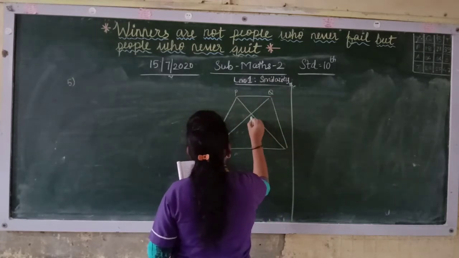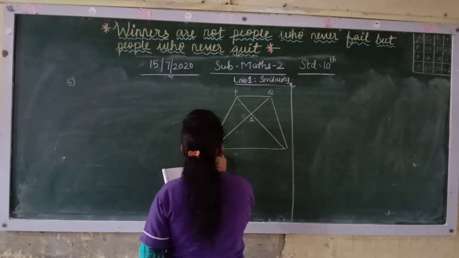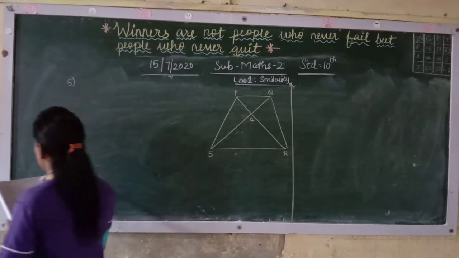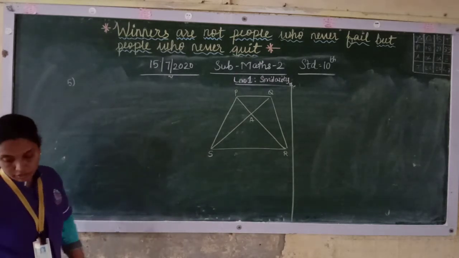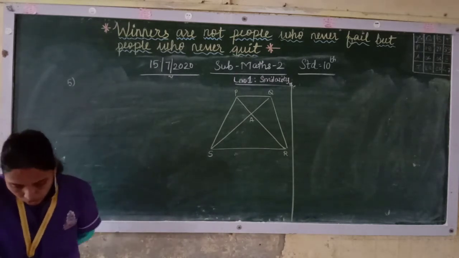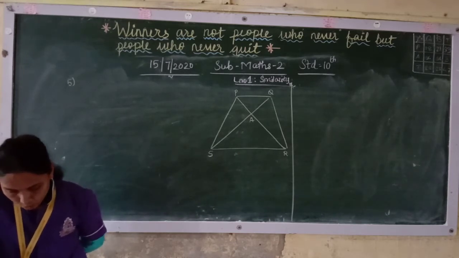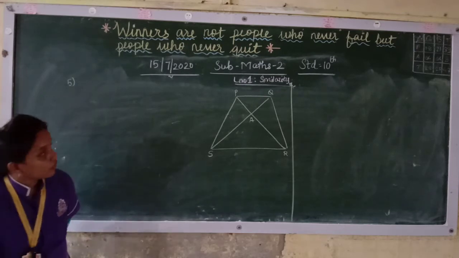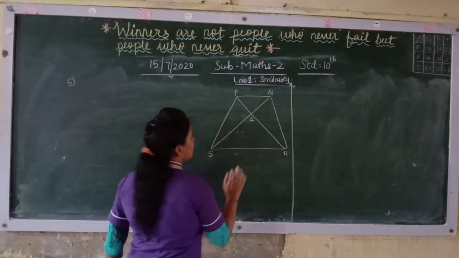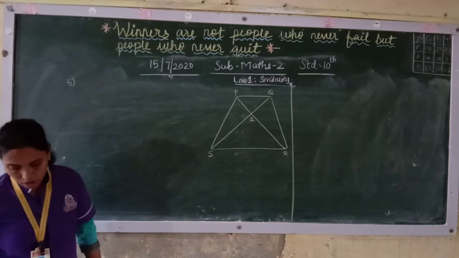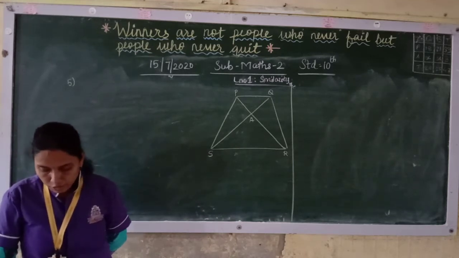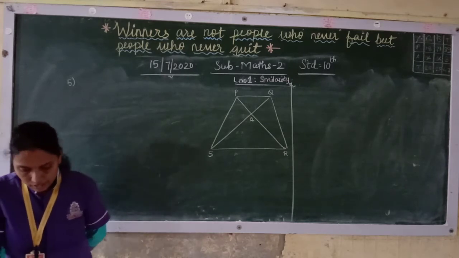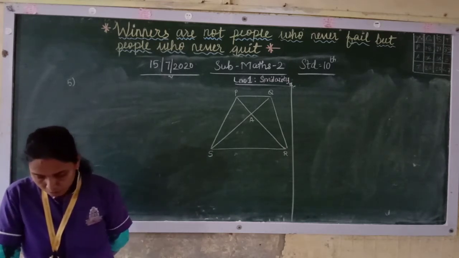PQ, this is A, this is S, and this is R. So now, if you see what they have given in trapezium, PQ is parallel to SR. They have given that AR is 5 AP and AS is 5 AQ. You have to prove that SR is equal to 5 PQ.